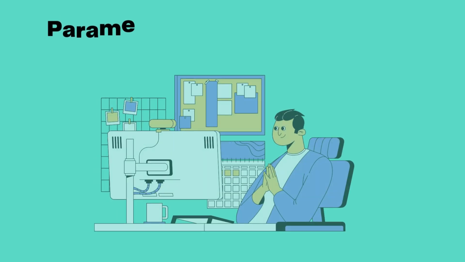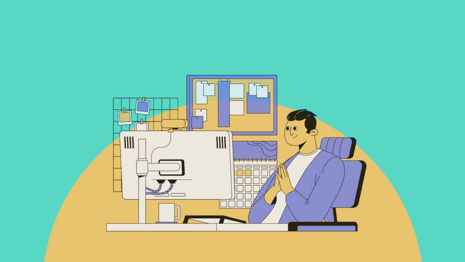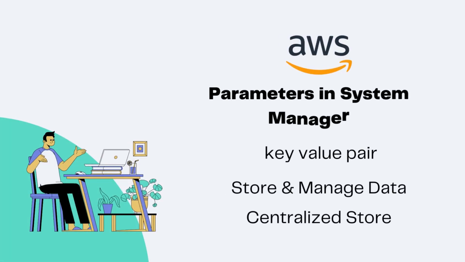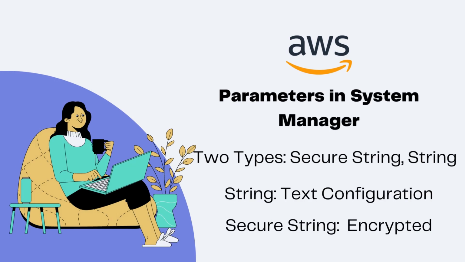Today we see what parameters are all about and how a parameter works in Systems Manager. Parameters are actually key-value pairs that help us store and manage configuration data. They act as a centralized store for essential information like database connection strings, API keys, environment variables, and much more as well. It supports two types of parameter: secure string and string. String type parameters store plain text configuration, and secure string provides an added layer of security by encrypting the parameter's value with a key management system, that is KMS.